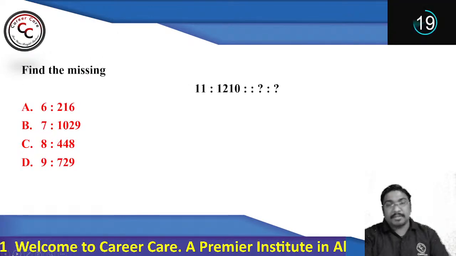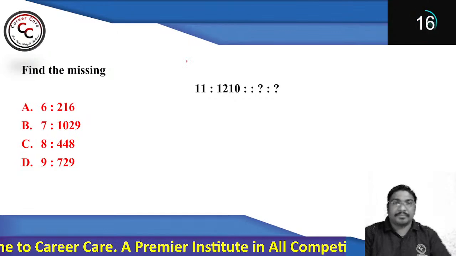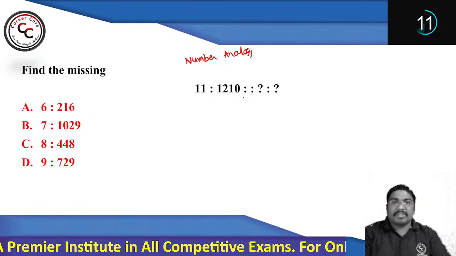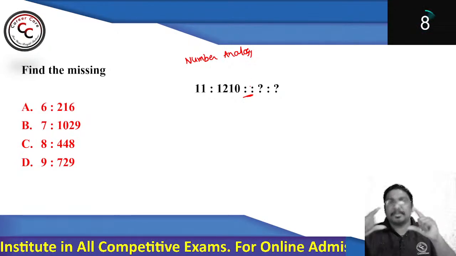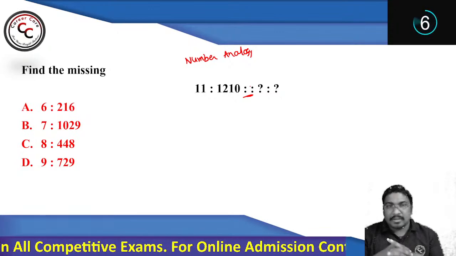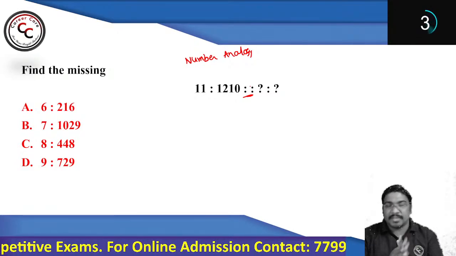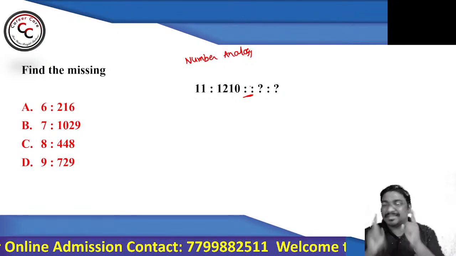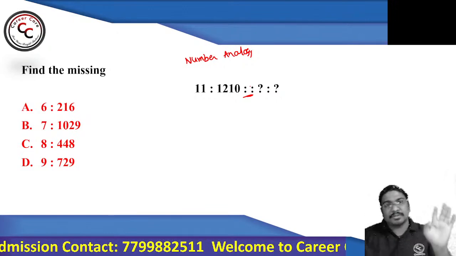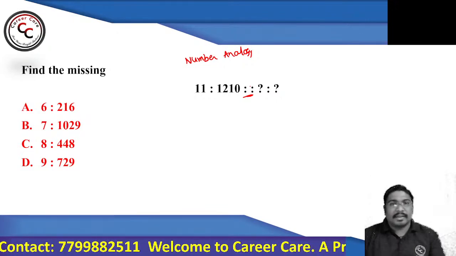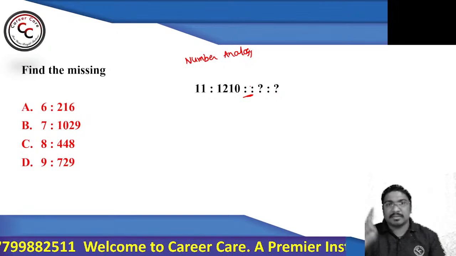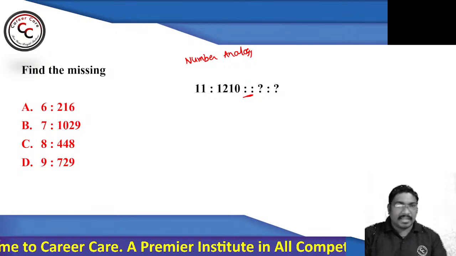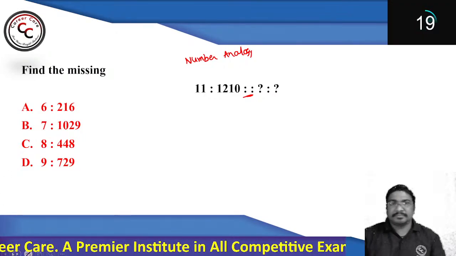Now, next let me take you to number analogy. So make sure that whenever you can find two dots or two columns, it is called an analogy. Analogy means a simultaneous relationship. That means whatever relation is present in the first two numbers, the exact same relation should be present between the second two numbers also. So see, 11 is to 1210 is analogous to what? Just see this question.